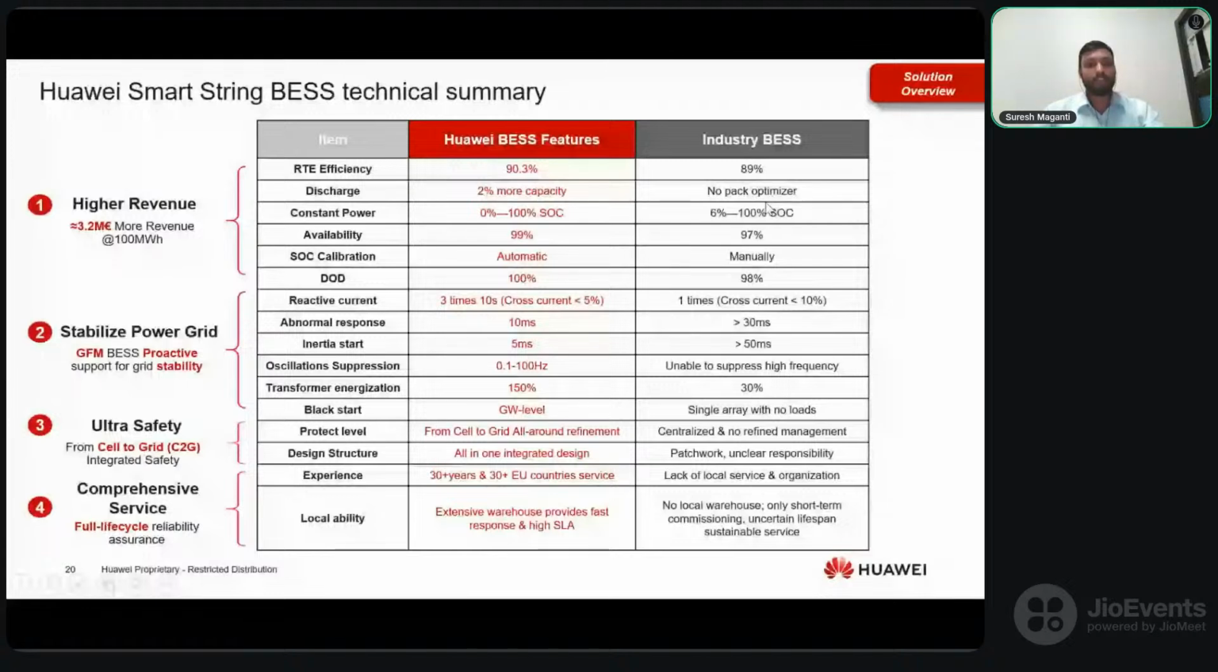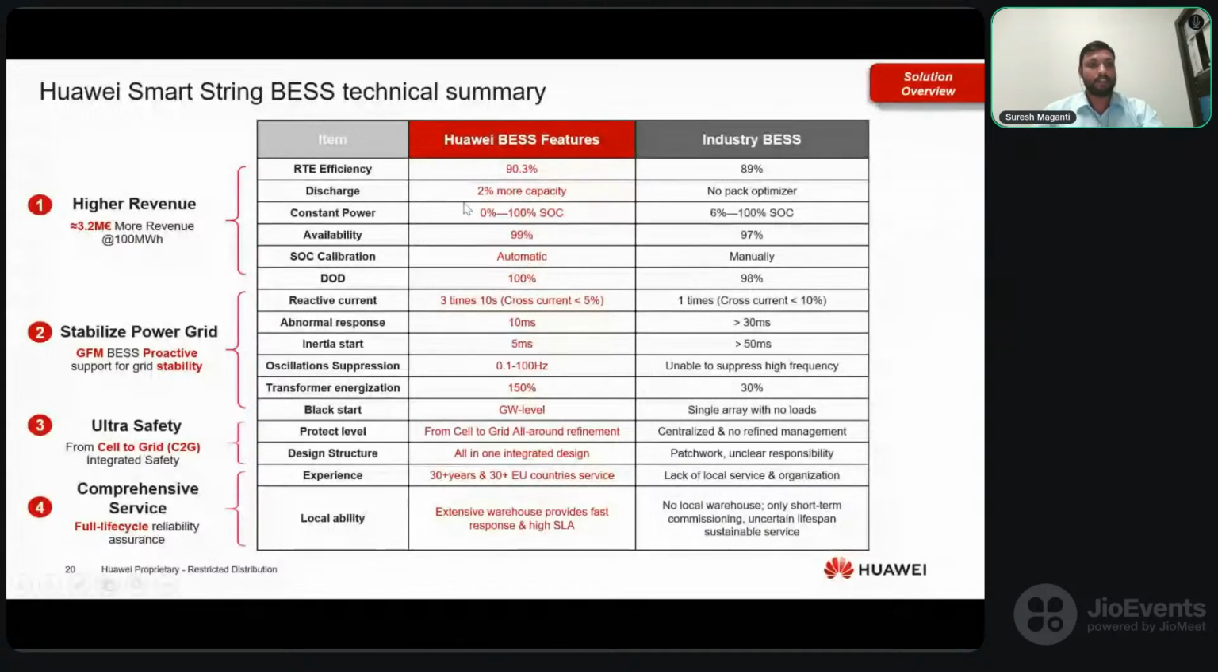It will also deliver constant power. When the SOC is very low, if a certain amount of power needs to be discharged, the battery has to deliver constant power, so it should not reduce until it is fully discharged. Availability should also be more than 99%, because availability directly affects the revenues. This is very important. This is the industry-leading availability by Huawei. SOC calibration will be done automatically by the AI and ML integrated algorithm put in by Huawei.